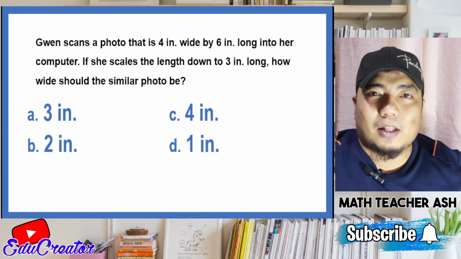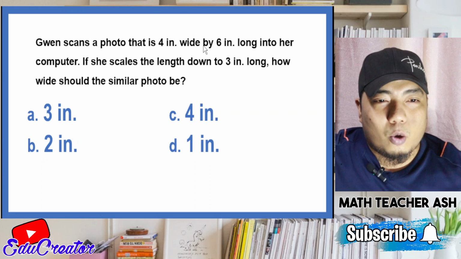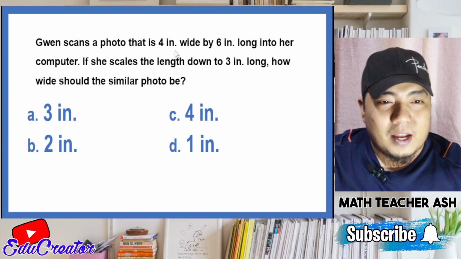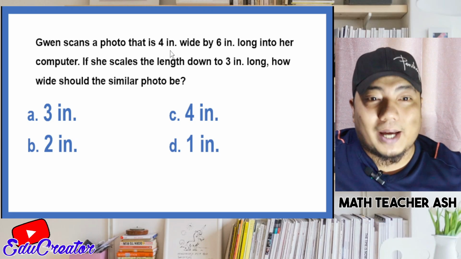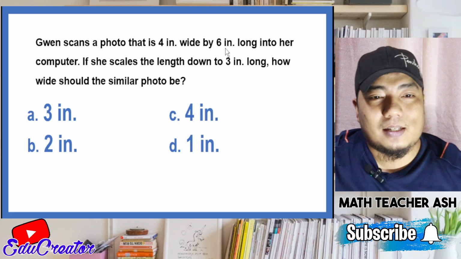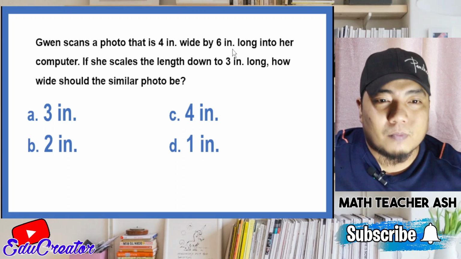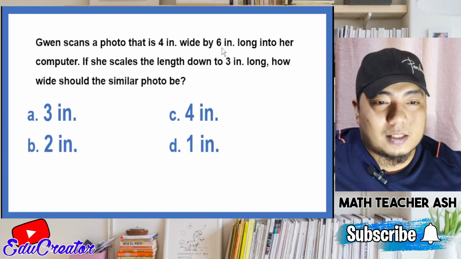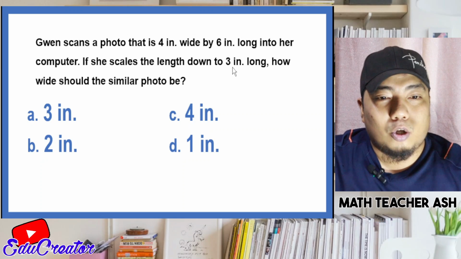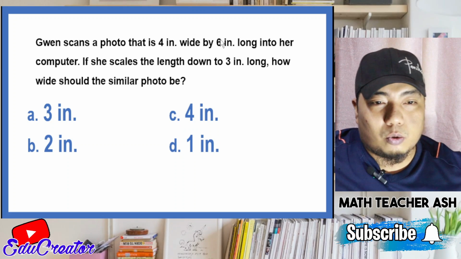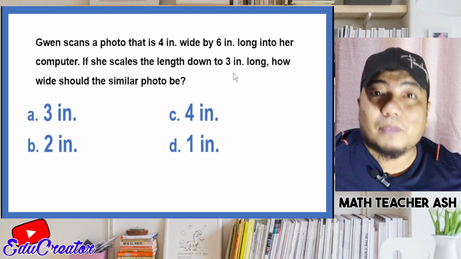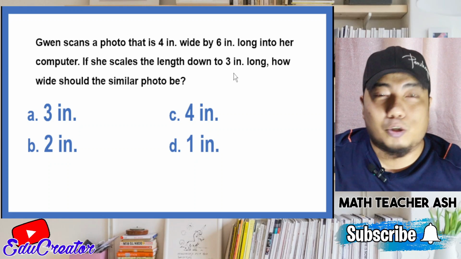Okay, so my dear math learners, as you can see here, we have our first ratio. We have 4 is to 6, all right? Now, this 4 here represents the width, and the 6 inches here represent the length. Now, the second given says that it was scaled down to 3 inches long. So the length here becomes 3 inches long. So from 6, it becomes 3. How did that happen? So you can ask yourself.